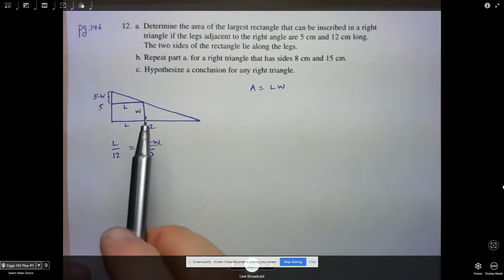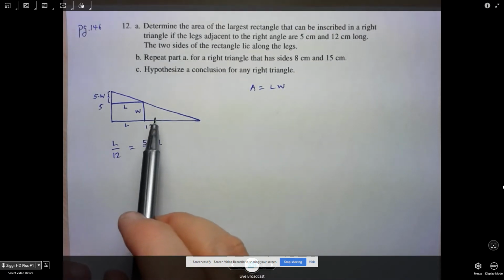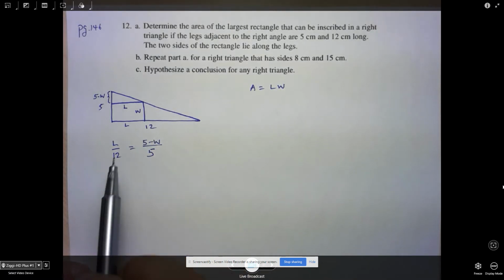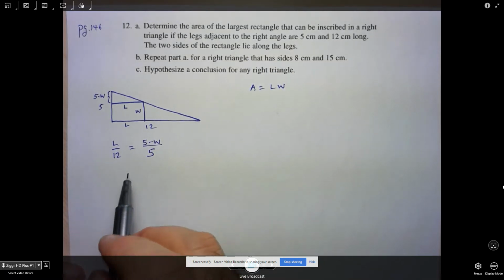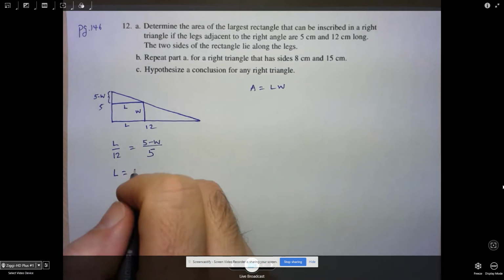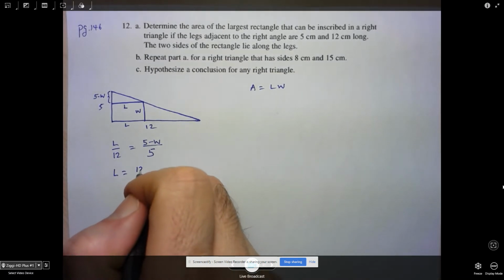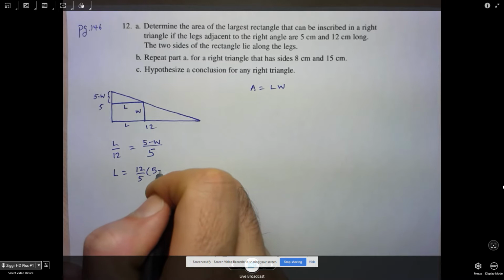Now, something to look for in a geometry problem is to see if you have any similar shapes, in particular similar triangles that could be useful for you. Clearly here the easier one to isolate is L. So L can just be written, I'll bring the 12 to the other side, as 12 over 5 times 5 minus W.